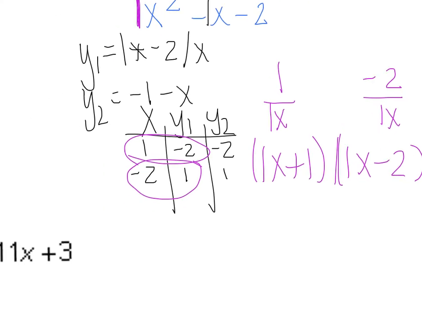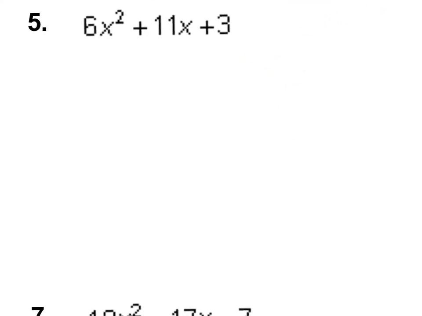All right, so number 5. I have 6x squared plus 11x plus 3. First thing I'm going to do is see if I can divide all these by something. Well, 11 is prime, which means I can't divide it by anything, so I cannot divide all three of these by something. So I'm going to go ahead and start off with y equals.